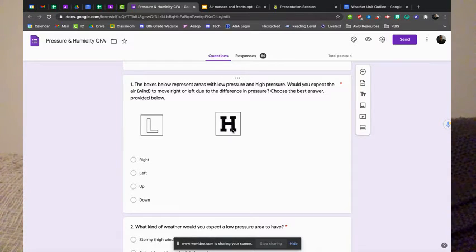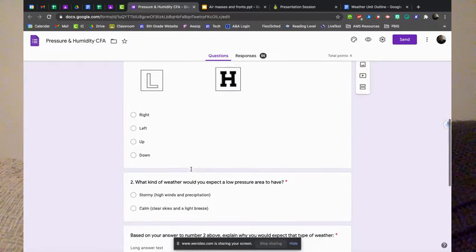And so once it has an area where it can go, it's going to go to the area of low pressure, which would be on the outside of the bottle. So there's a difference. The inside of the bottle is much higher in pressure than the outside. And so the air is always trying to get from the high pressure area to the low pressure. And so with that in mind, the air, or the wind in this case, would move to the left. So this would be your answer here.